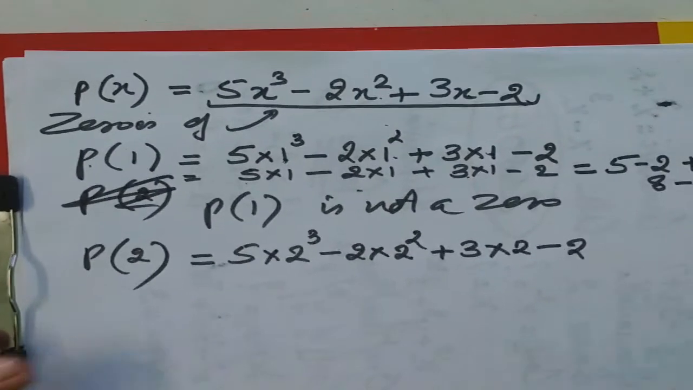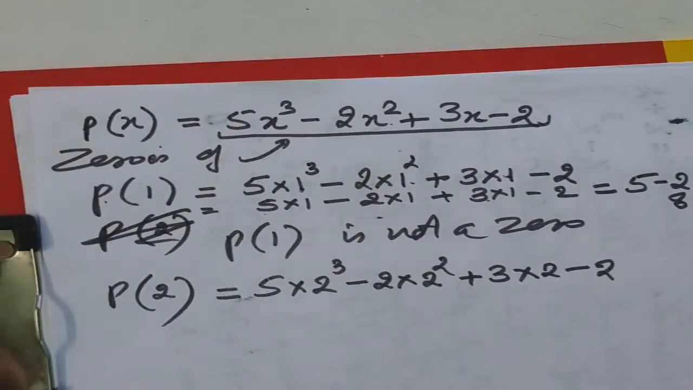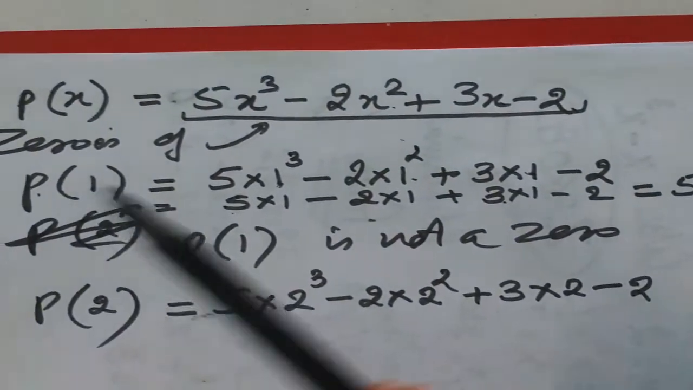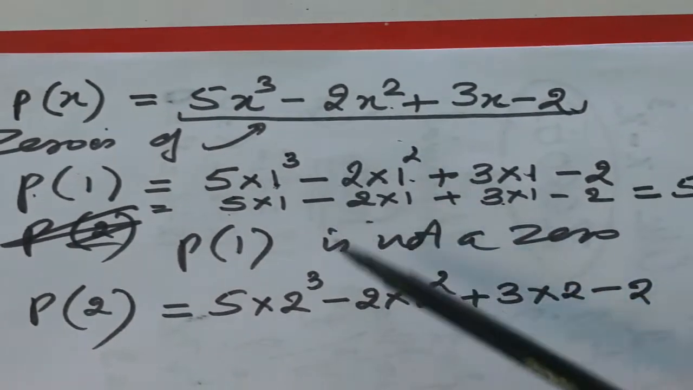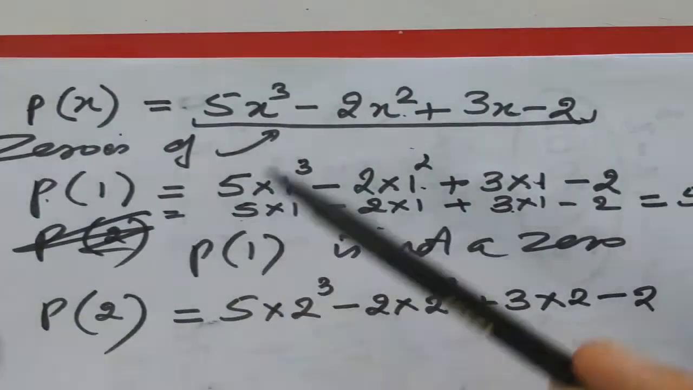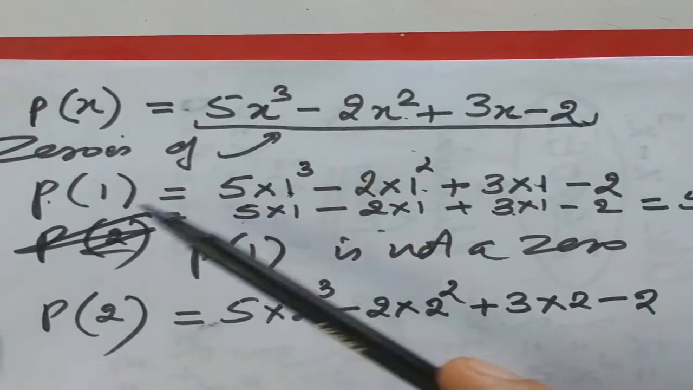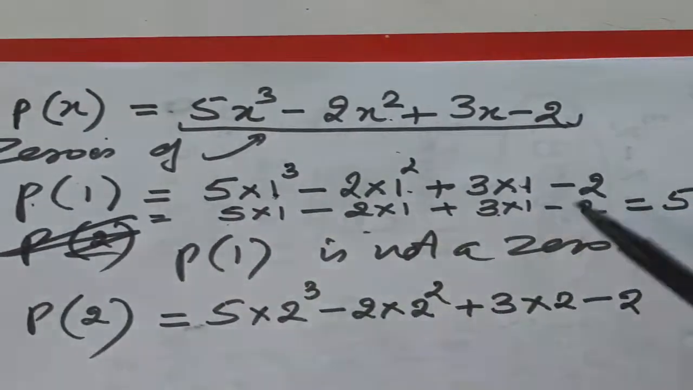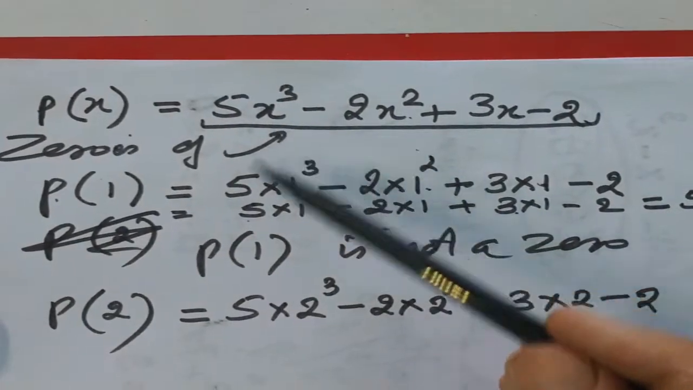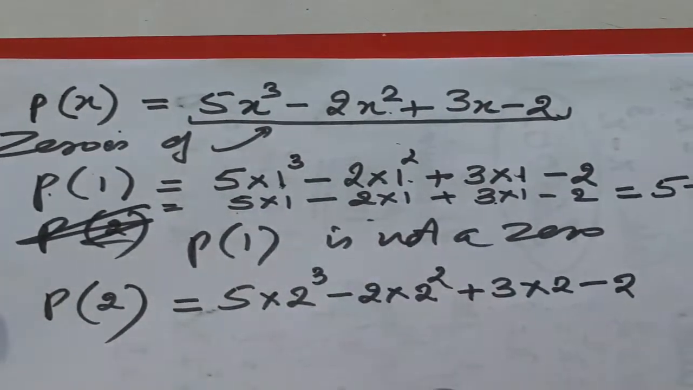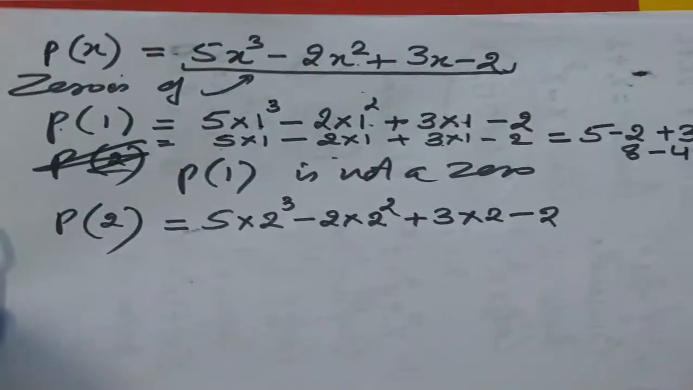Okay, so I am replacing the value. Replace the value of x with the number which is in the bracket. First I replaced it with 1. Watch this portion again, you will understand it. Now I am putting the value 2. So when you are finding the value of a polynomial, it is done like this.